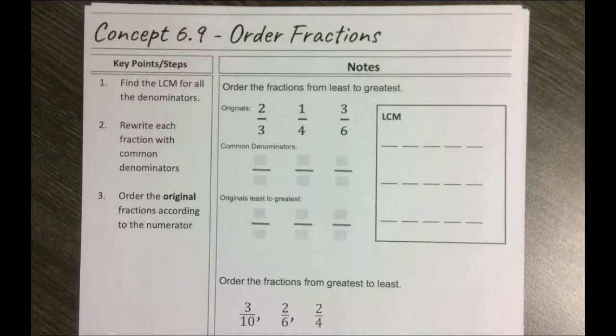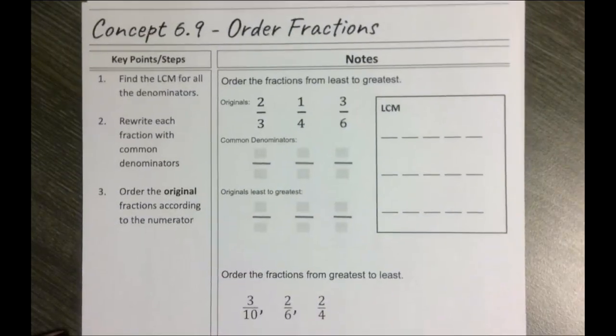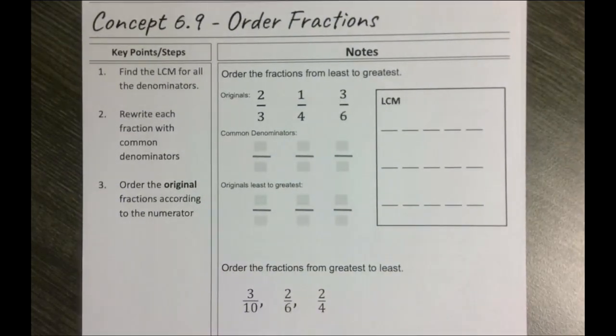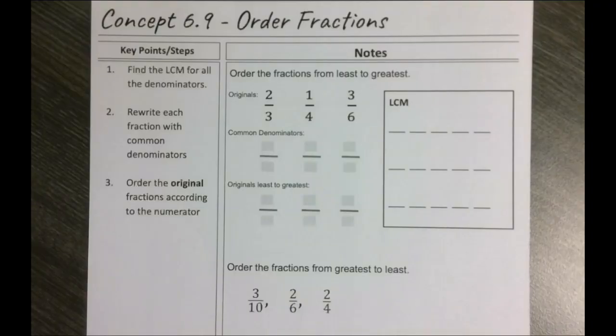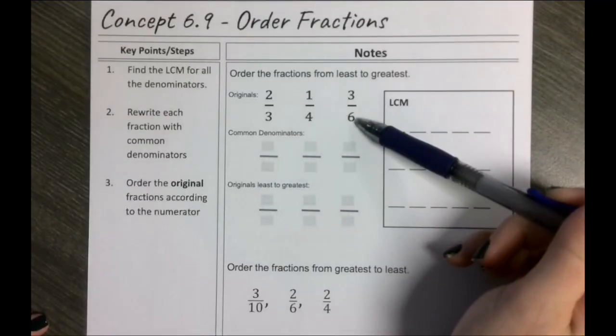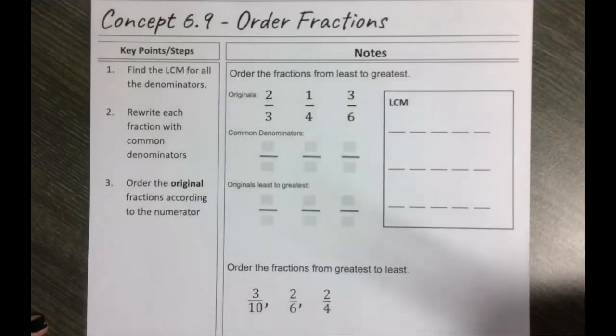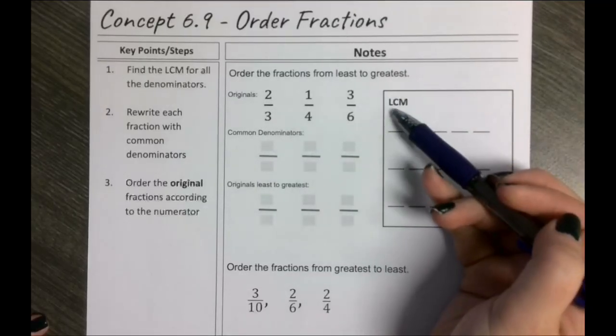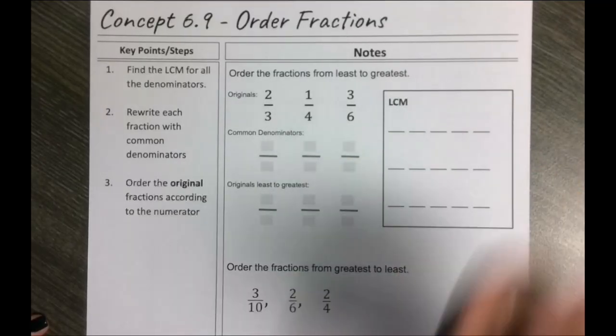Hey all, so today we're doing ordering fractions, and this time we have multiple fractions that we're ordering, not just two, which is why we can't always use cross multiplication on these. It would just take more time and get way more complicated. So what we're going to do is go through with all three of our fractions, and we're going to find our common denominator, which is the same thing as our lowest common multiple.